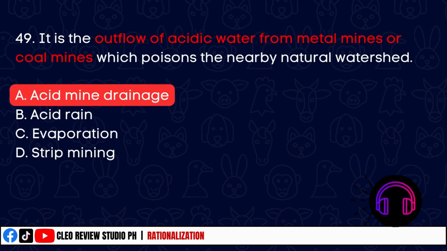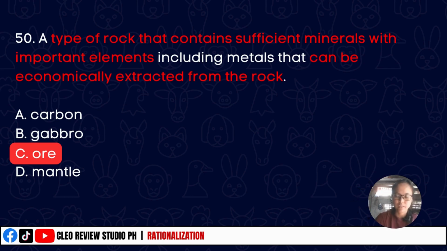It is the outflow of acidic water from metal mines or coal mines which poisons the nearby natural watershed. The correct answer is letter A, acid mine drainage. Here's the next question. Tandaan ang keywords para mas madali nyong masagutan in case na ma-encounter nyo to sa let. Anyway, an ore is a rock that contains a metal or other useful mineral that can be mined and sold at a profit, and they are extracted through mining.